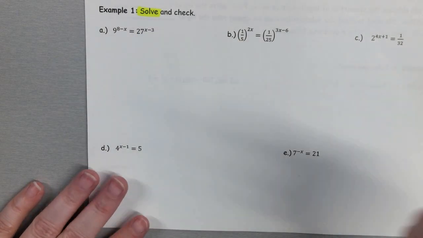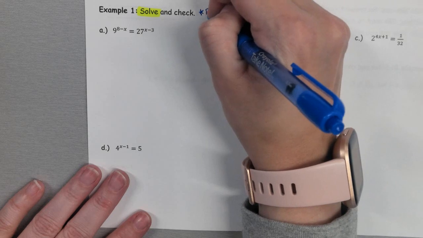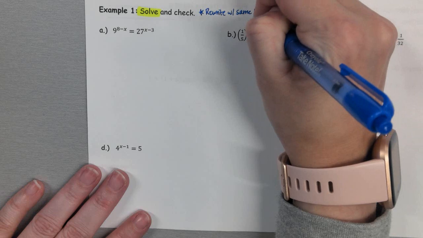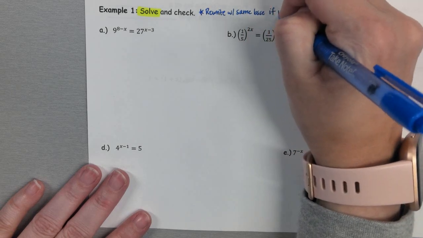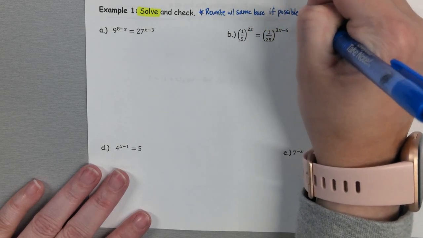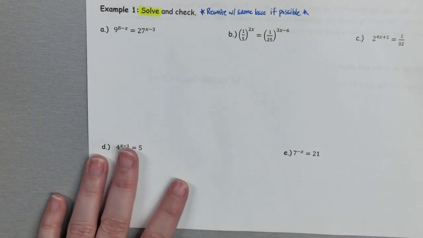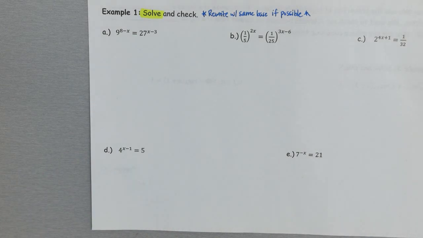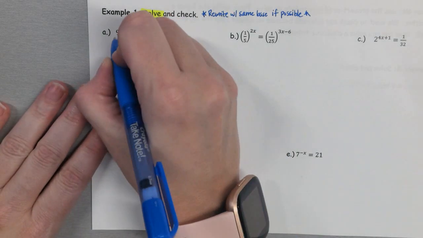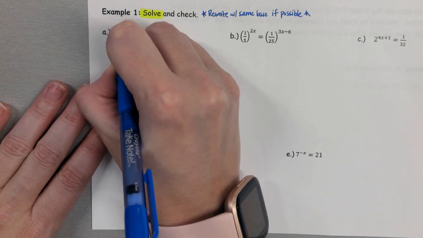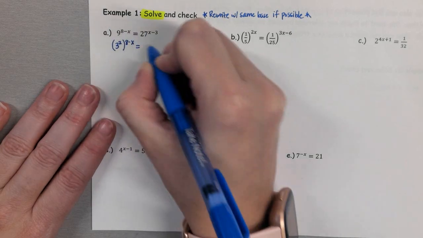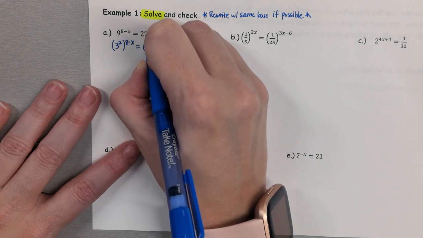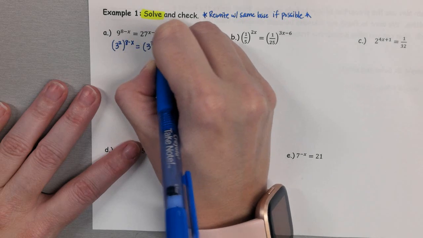So if you can, for these, you rewrite with the same base if possible. Some of them are possible in this section, some of them are not possible. Okay, so you guys already told me 9 and 27, you can rewrite those with the base of what? 3. So 9 would be 3 squared, and then I'm going to keep this as the exponent. 27 would be 3 cubed, and I'm going to leave this as x minus 3.